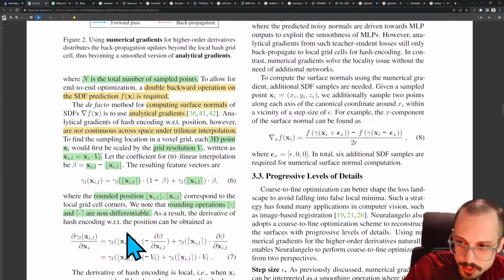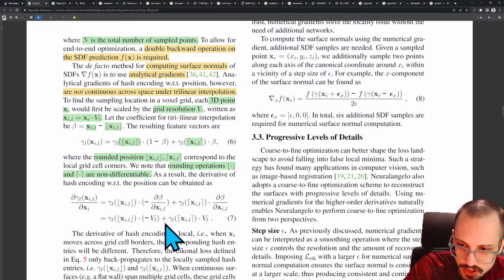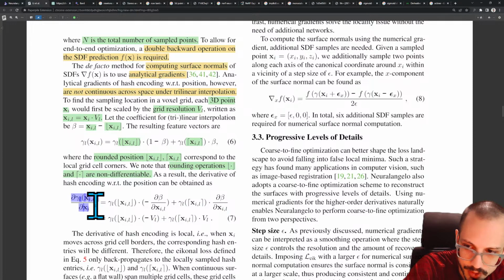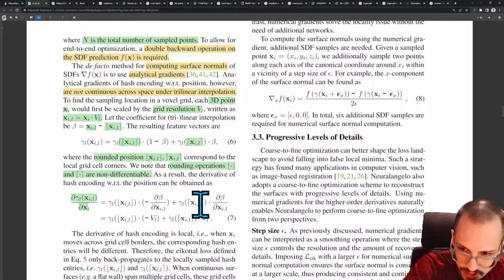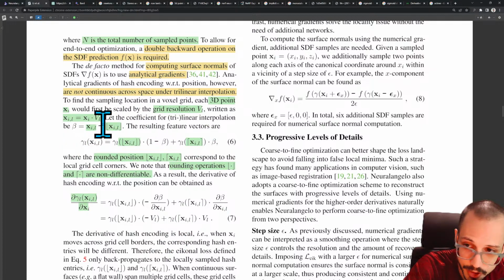Okay, as a result, the derivative of hash encoding with respect to the position can be obtained as this. So now what they want is the partial derivative of this feature vector, gamma L of xi, with respect to the position, right? And in order to do that, they use the chain rule here, and they basically do dxi for all of this. Obviously, because beta is a function of xi, you're going to have to basically go into it here.